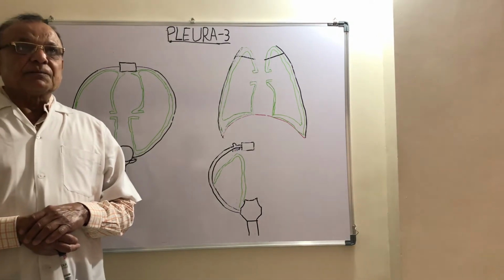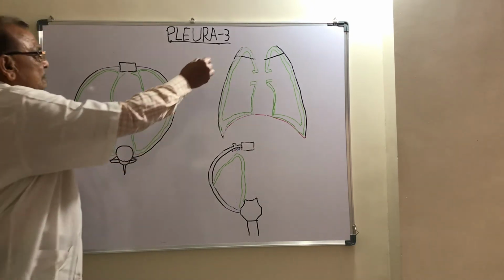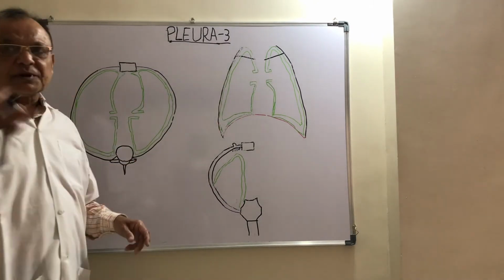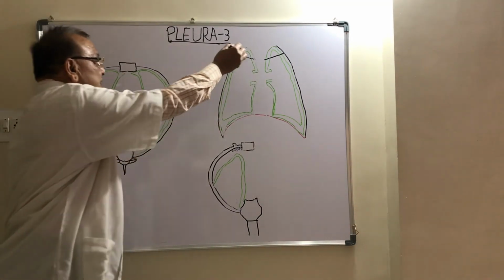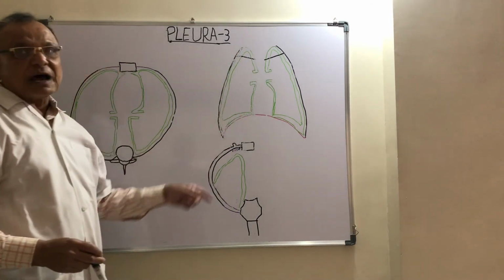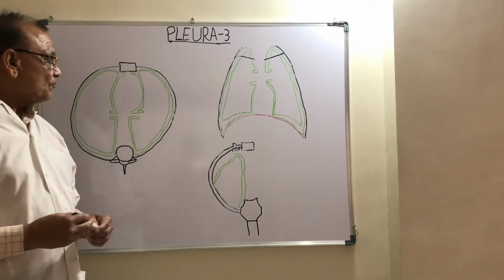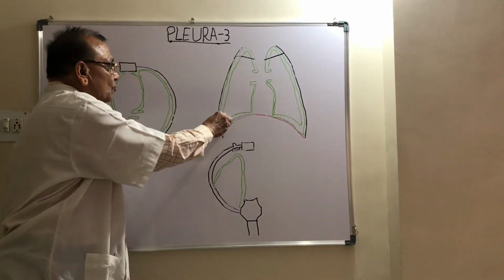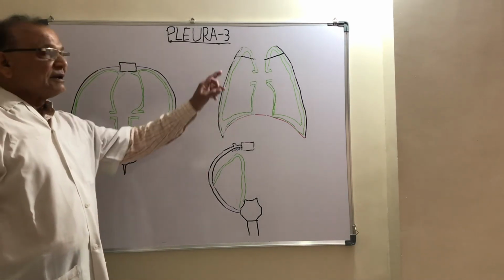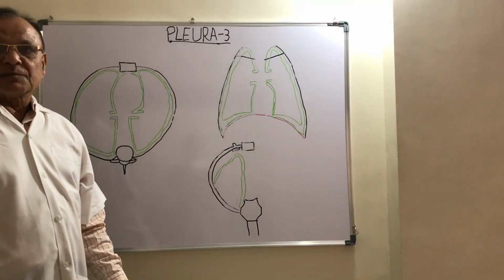Now we see the nerve supply of the parietal pleura. The cervical pleura, costal pleura, and peripheral part of the diaphragmatic pleura are supplied by the intercostal nerve. The central part of the diaphragmatic pleura and the mediastinal pleura are supplied by the phrenic nerve. The phrenic nerve also supplies the diaphragm muscle.